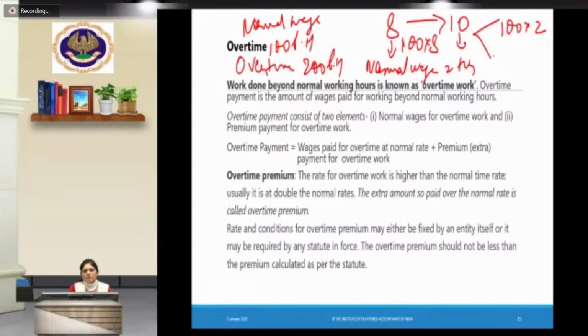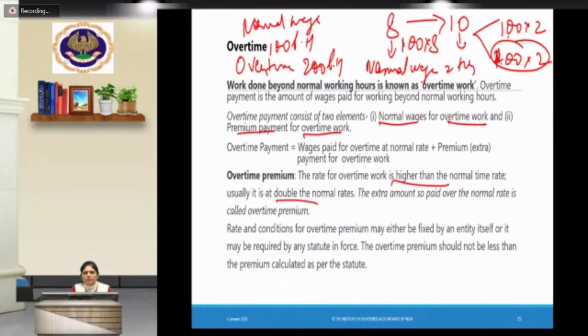And 200 into the overtime rate also. Clear? So this is the overtime premium. The overtime rate will be paid and the normal wage rate also will be paid. We'll understand it in a better way once we do the question. It depends upon the policy. So normal wages for overtime and the premium payment for overtime. Overtime payment is wages for overtime at the normal rate plus premium payment for the overtime work. So it can be 100 also. So 100 is the normal and 100 is the premium payment. The rate for overtime work is higher than the normal time rate.